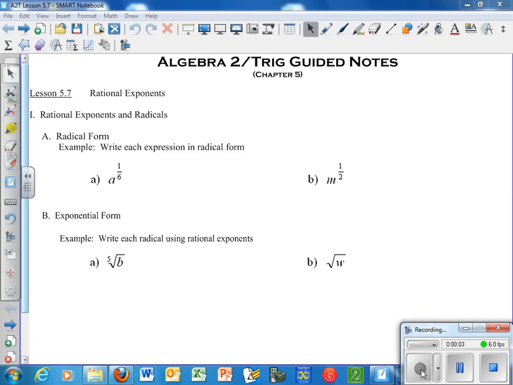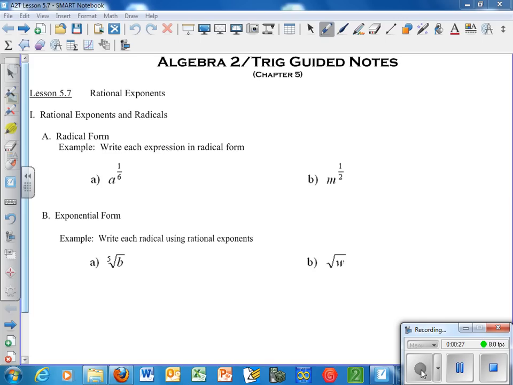Lesson 5.7, Rational Exponents. We're going to look at rational exponents here, and a couple lessons ago I led into rational or fractional exponents, so we'll tie that in. These first few examples will be a little bit of review of what I was leading you into back in, I think it was 5.6. But if you remember, we'll just review a little bit.